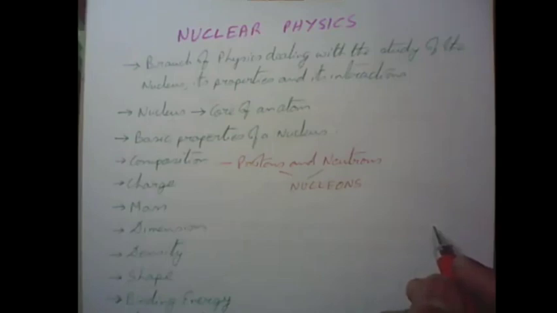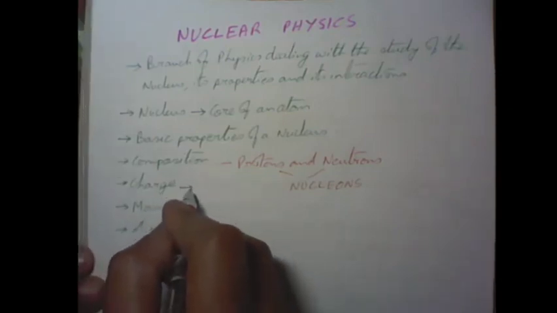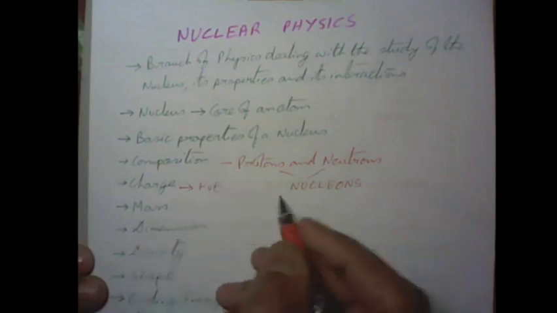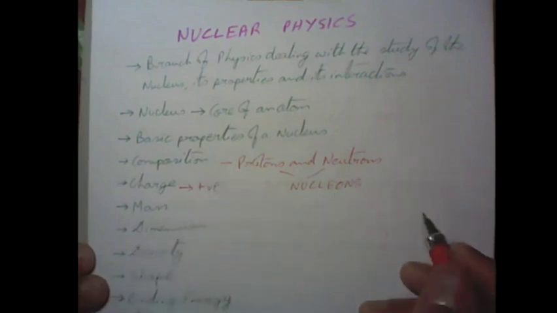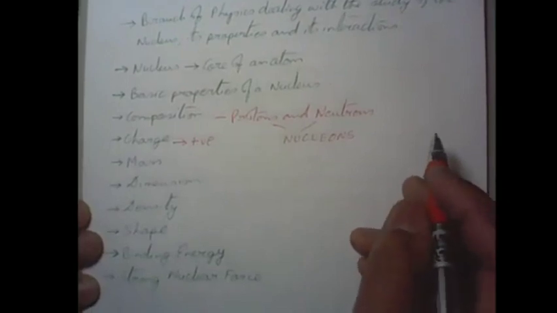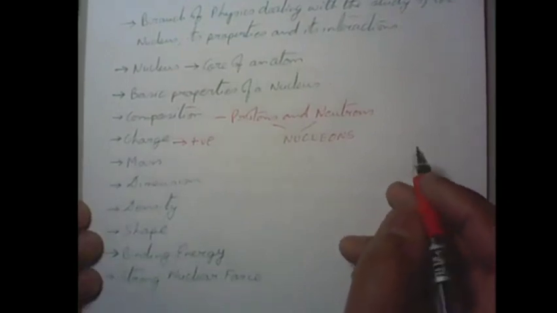So this makes the nucleus a positively charged entity. When we talk about the charge of a nucleus, this is just a kind of revision that we are doing. We know that the nucleus is positively charged. So how much positive charge will be there? It will be the total positive charge of all the protons that are present in a nucleus.